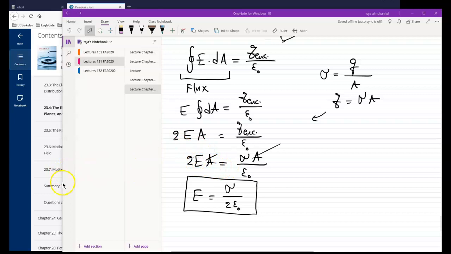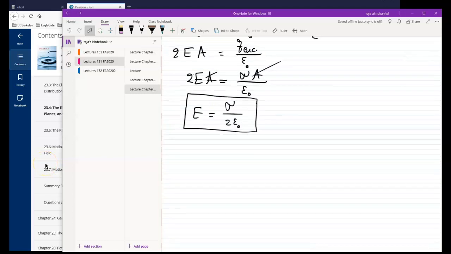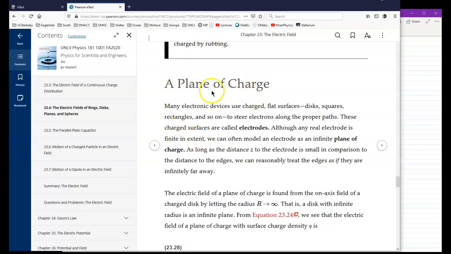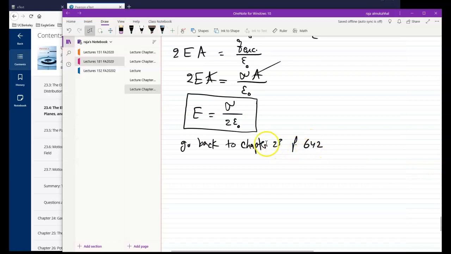I'm going to take you back to chapter 23, page 642, I'm looking at my book here. I already got there. Here is the plane of charge. You see that? This is page 642 of chapter 23.